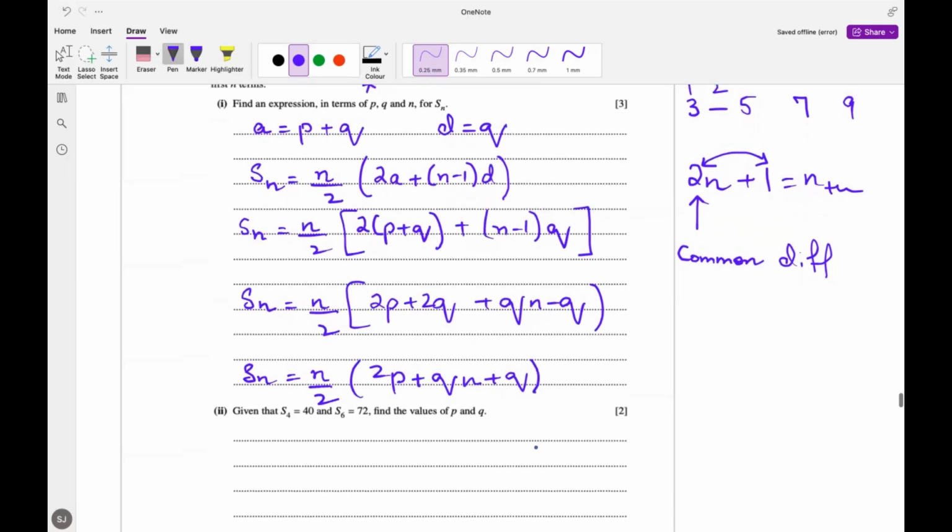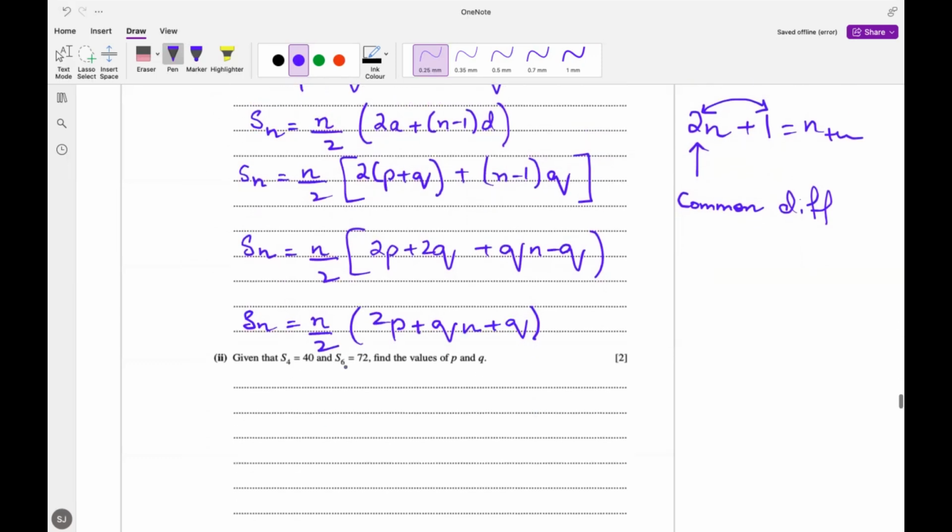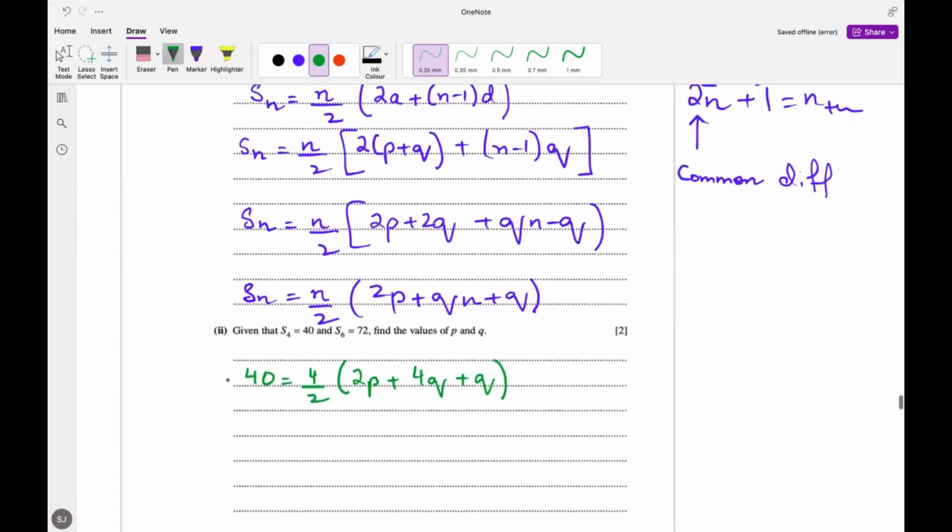Now in the second part, it is saying that the sum of 4 terms is 40 and the sum of 6 terms is 72. We have to find the values of p and q. As we have two unknowns, we'll form two equations and solve them simultaneously. If the sum of 4 terms is 40, we will write the equation as 40 is equal to 4 upon 2 into 2p plus, so n is 4, this will become 4q plus q. Simplifying this, 4 divided by 2 is 2, and then 40 divided by 2 will become 20 is equal to 2p plus 5q.